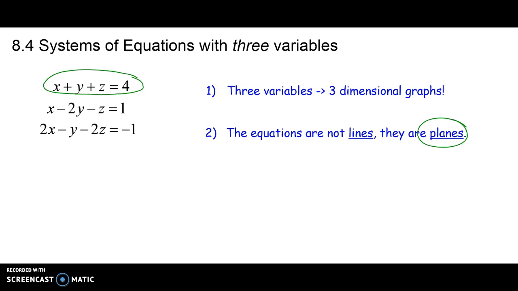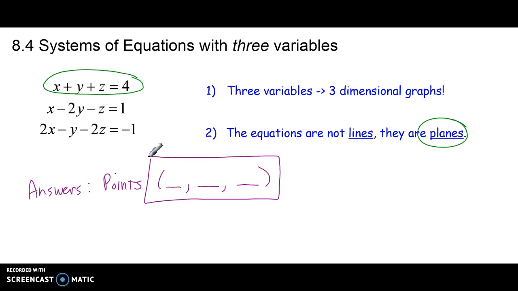But if you have 3 of these things, in x, y, z, here's one plane, x minus 2y minus z equals 1, here's another plane, here's a third plane, the answers that you're going to be expecting to get from something like this, they're going to be points. Just like we had back with 2 equations with 2 variables. The only difference is you're going to have an x-coordinate, a y-coordinate, and a z-coordinate. So you're expecting an answer to a problem like this to be some number, comma, some number, comma, some number.